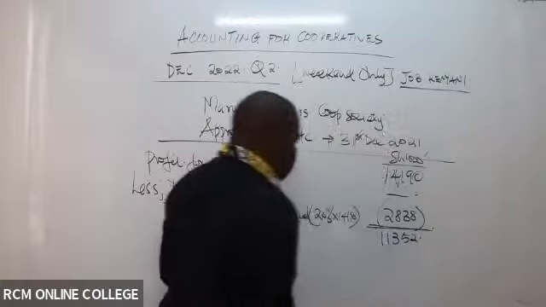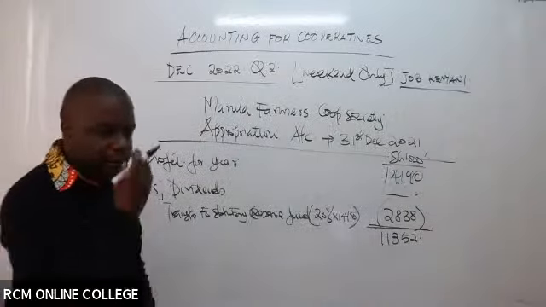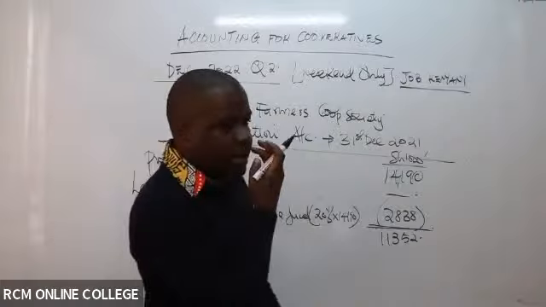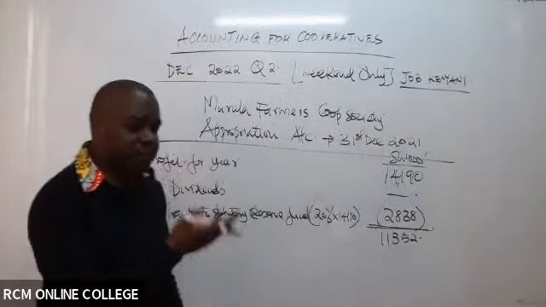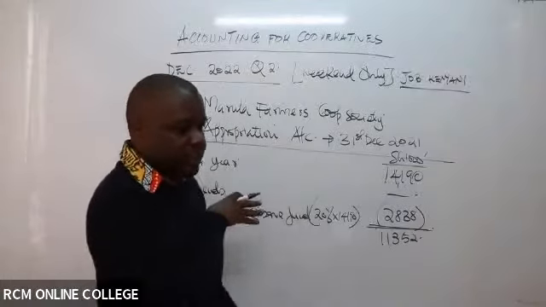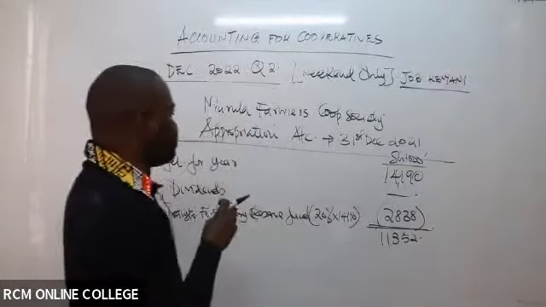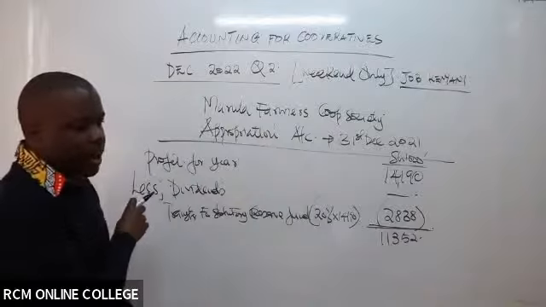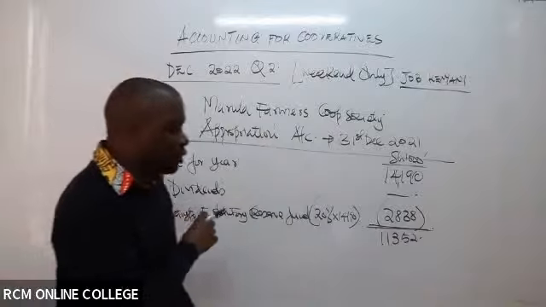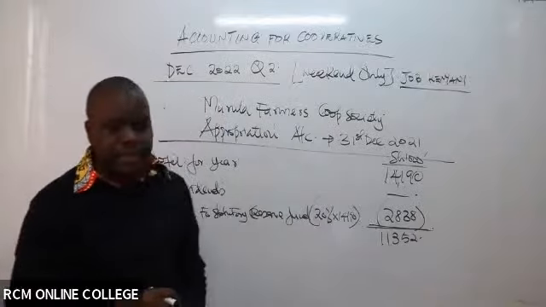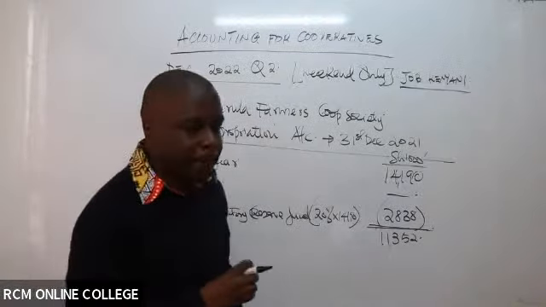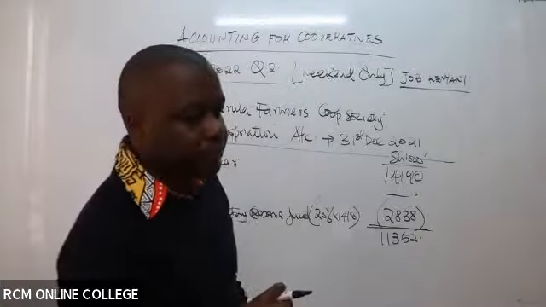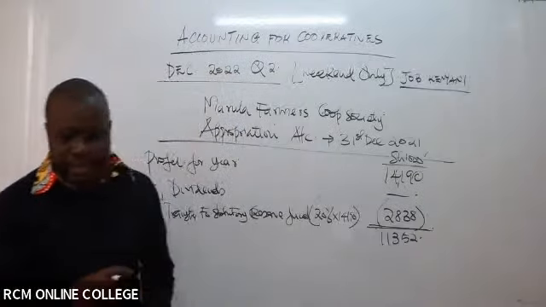But remember, if you look at our trial balance, there were profits that were carried forward from the previous year. So there were profits retained from the previous year. How much were they? Someone is saying 13,740.